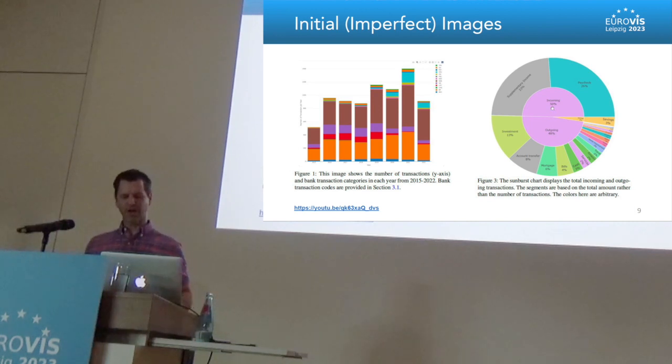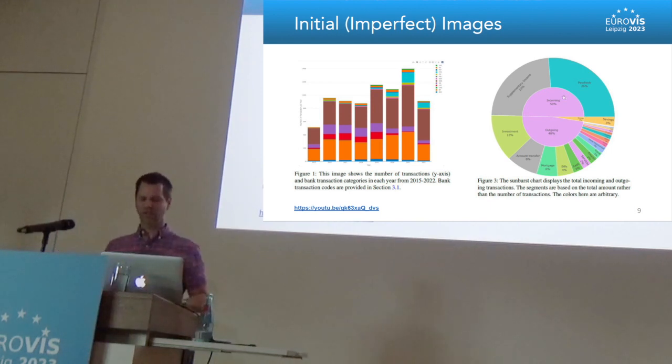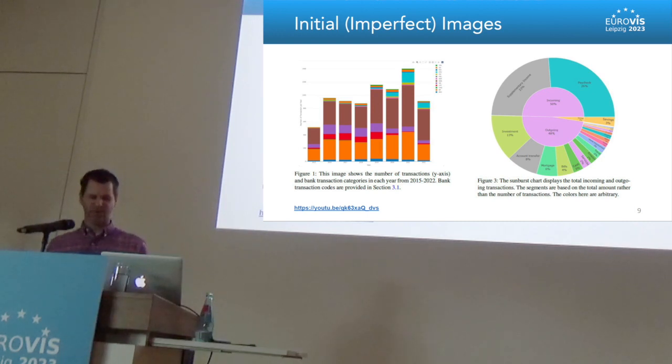And this is another hierarchical view of the data. The top level of the hierarchy is either credit, money coming into the account, or money exiting the account. And then we can subdivide the incoming and outgoing into several different categories.